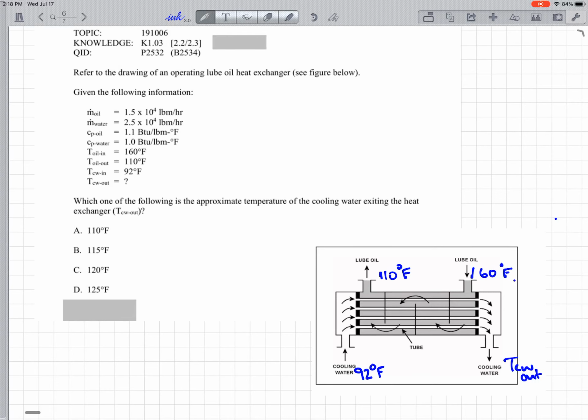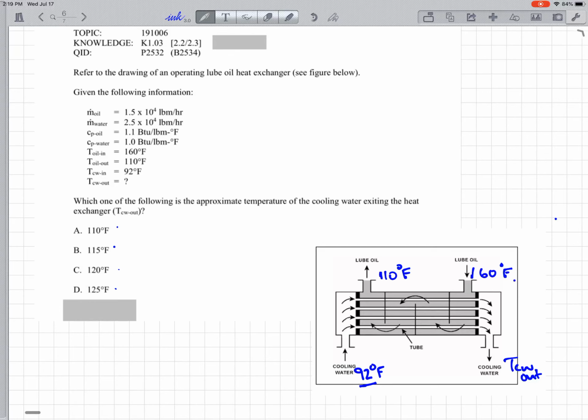So what are we going to use for this problem? Which of the following is the approximate temperature of the cooling water exiting the heat exchanger? TCW out. So if you look, it's going to be higher than 92, right? Because it's going into hot oil and it's cooling it off. So are any of them less than 92? No. Okay.